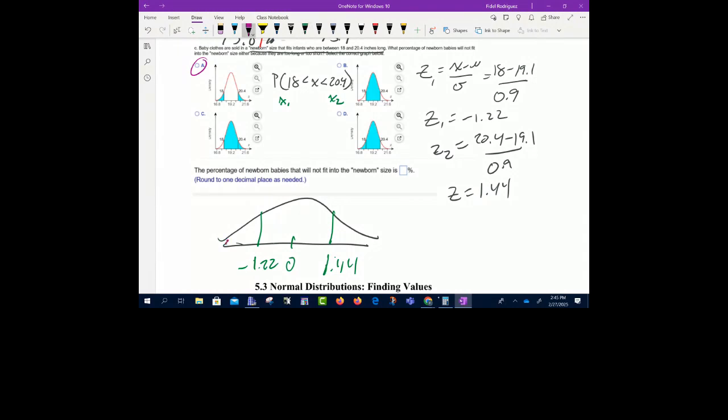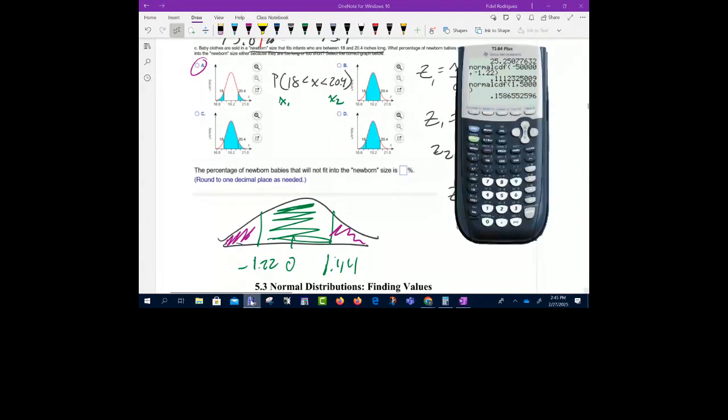We really want to know the outside, okay? But what we could do, y'all, let's find the area inside first, okay? So y'all, I know I'm looking for the area outside, but let's find the area inside first. Do you guys agree? Second VARS, normal CDF, we start at negative 1.22 and we end at 1 point, what, 44? Good. Okay, y'all, this would tell me the area inside, which is 0.8138.